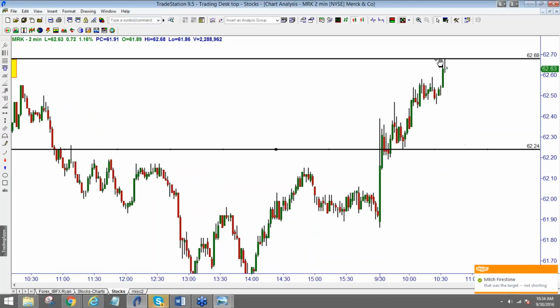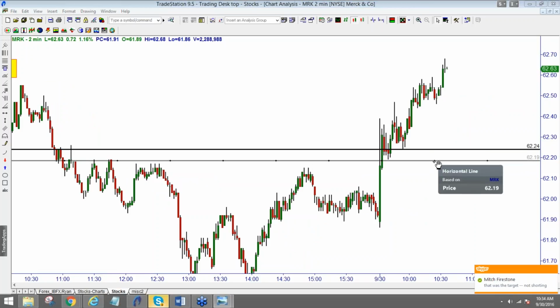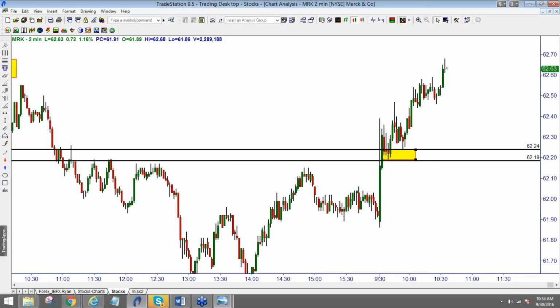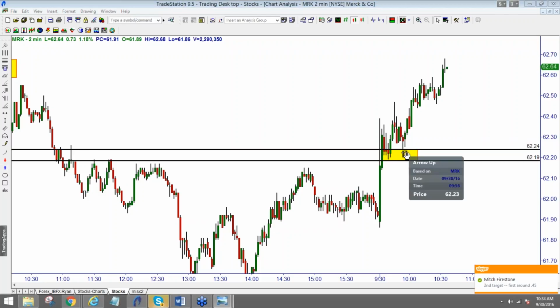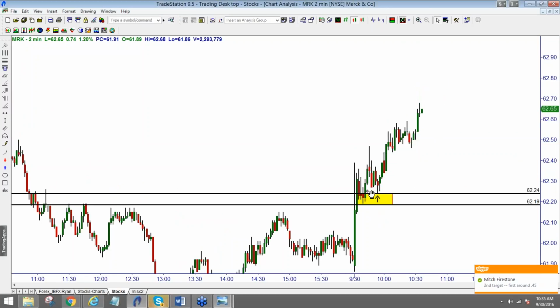All right, I was confused on this. Remember this trade I showed you before that Mitch popped in here, that Merc? Let's see. Right there. Thank you. Sorry, my daughter's looking for me.